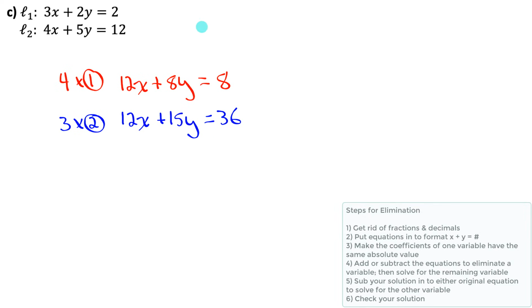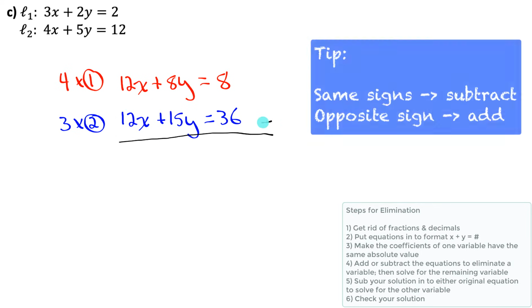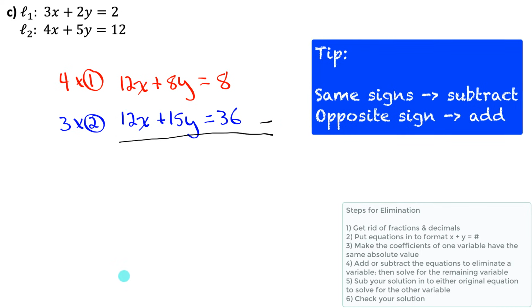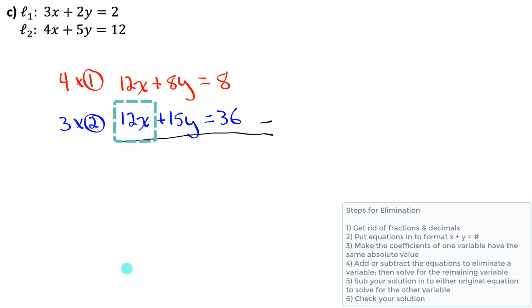And now I'm going to choose whether I'm going to add or subtract the like terms in these equations to try and eliminate the x variable. Since the coefficients of the x's have the same absolute value and the same sign, subtracting will eliminate the variable. So let's subtract all of the like terms in each column. 12x minus 12x is 0x, so the x is gone. 8y minus 15y is negative 7y.